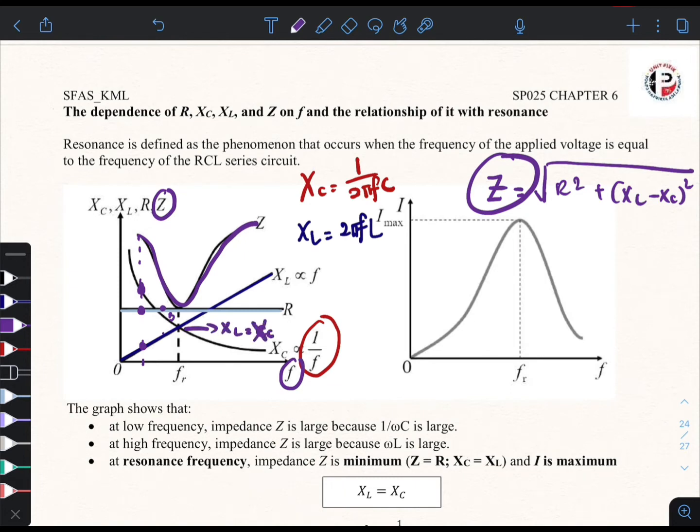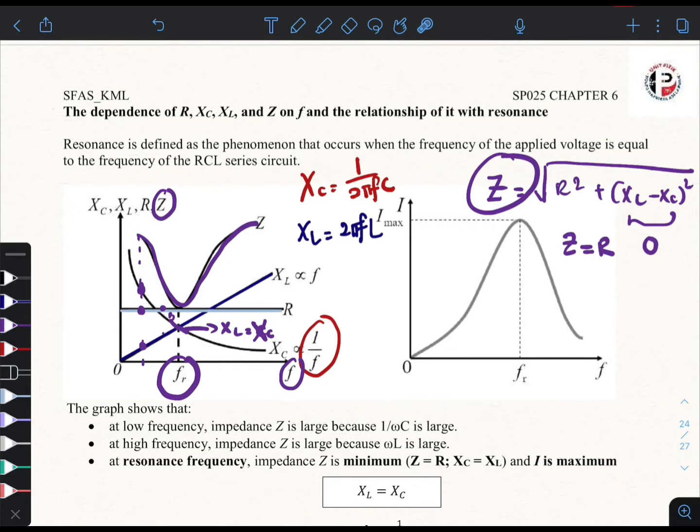XL sama dengan XC sebab mereka bersentuh, and at that particular point your impedance akan sama dengan resistance, sebab bila XL dan XC ini sama, you're going to get 0 here, therefore Z akan sama dengan R. This is where kita panggil the resonance occurs. So frequency dekat titik ini kita panggil resonant frequency.